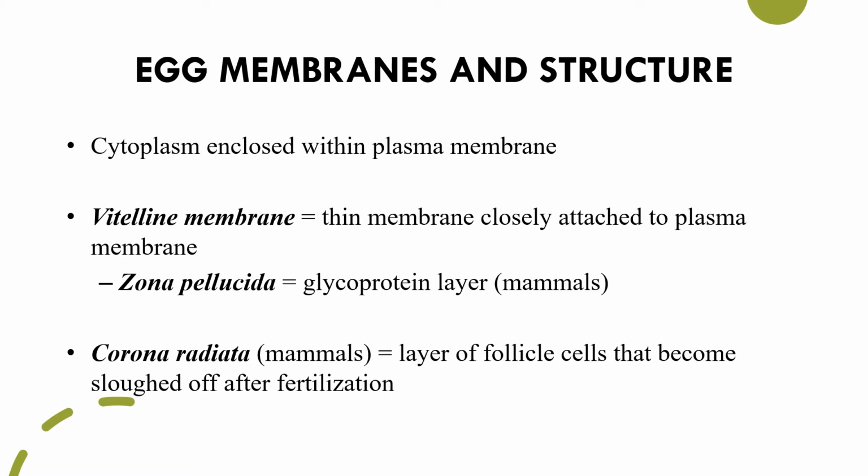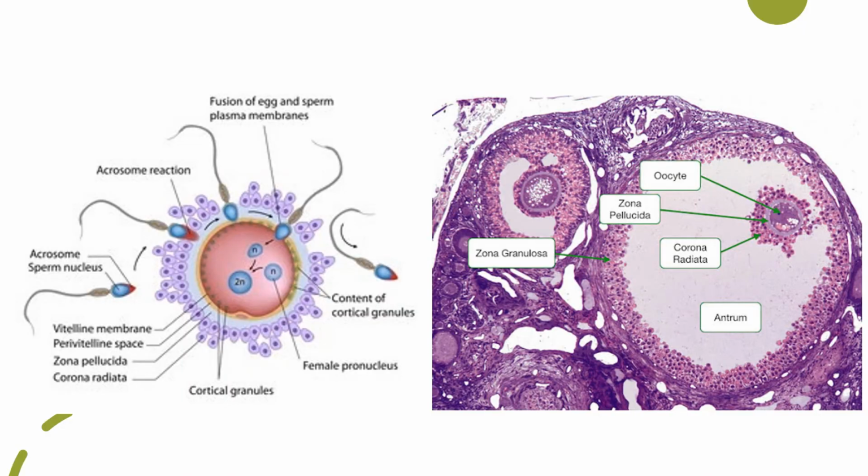For the egg membranes and structure, cytoplasm enclosed with plasma membrane is found. You will also see the vitelline membrane, which is a thin membrane closely attached to the plasma membrane. The zona pellucida is a glycoprotein layer found in mammals. And then you also have the corona radiata in mammals. This is a layer of follicle cells that becomes sloughed off after fertilization. So this is how it looks.